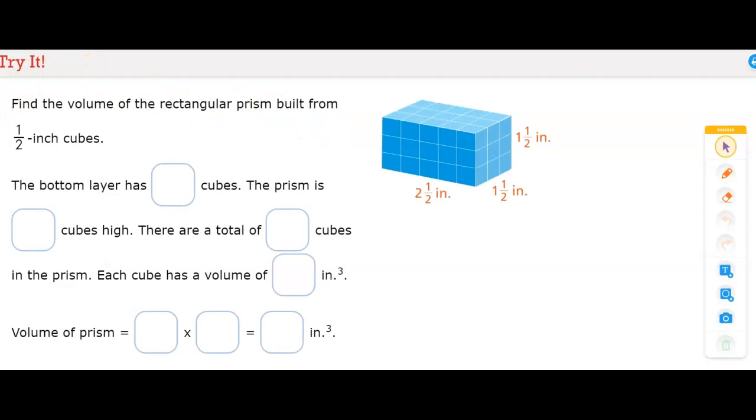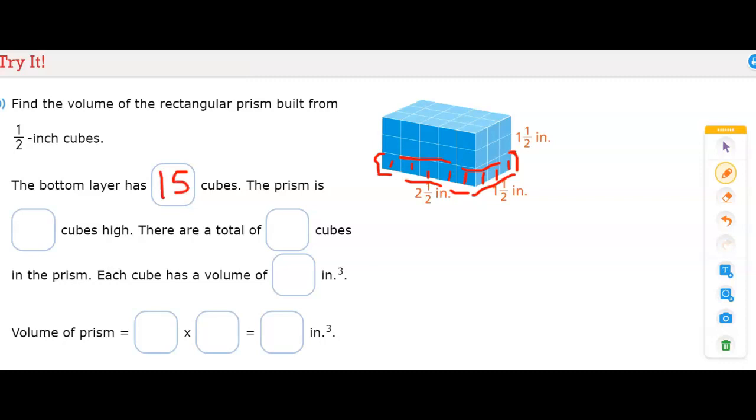Find the volume of the rectangular prism built from 1/2-inch cubes. The bottom layer has blank cubes. So let's look at the bottom layer. Here's our bottom layer, all of these cubes in that layer. We have 1, 2, 3, 4, 5 this way. Then we have 1, 2, 3 that way. So the total number of cubes in that bottom layer would be 5 times 3, which is 15.